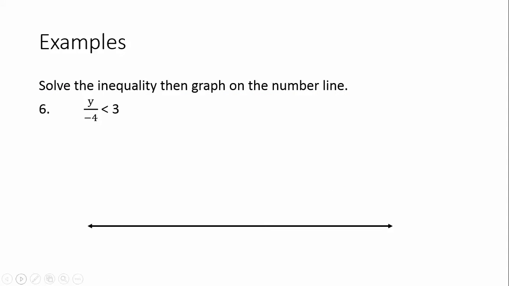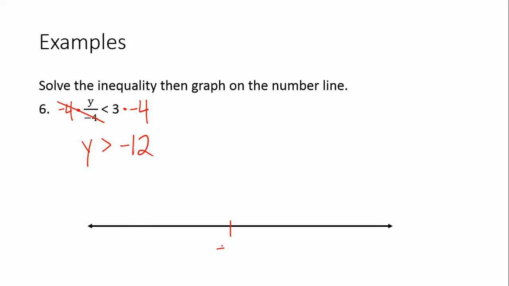So number 6 is y divided by negative 4 is less than 3. So in order to undo division by negative 4, we're going to multiply by negative 4 on both sides. When you show this work and you immediately write that you're multiplying by a negative, the very first thing you should do is come down here and flip your symbol right away so that you don't forget. The negative 4's cancel, and you end up with y is greater than negative 12. So there's your solution with the inequality flipped correctly.